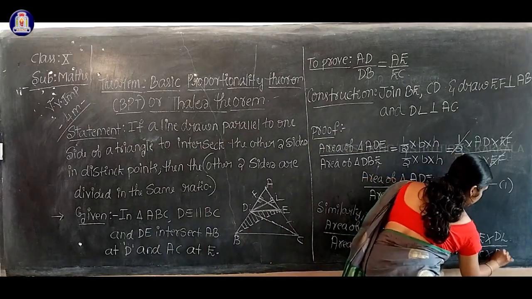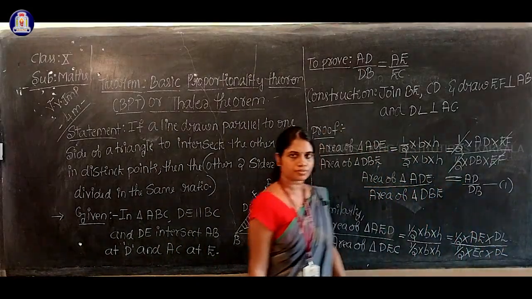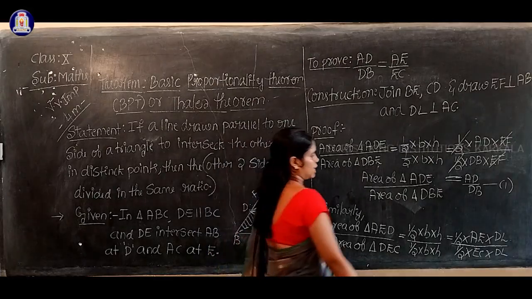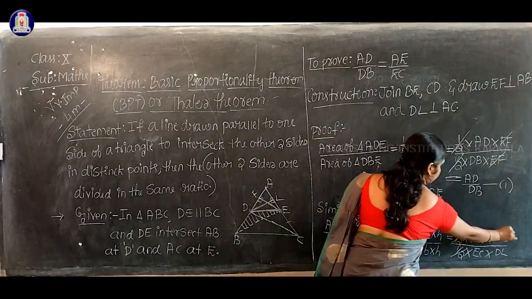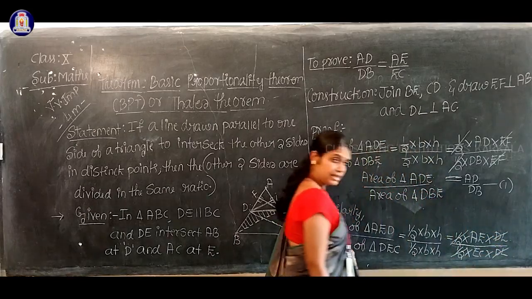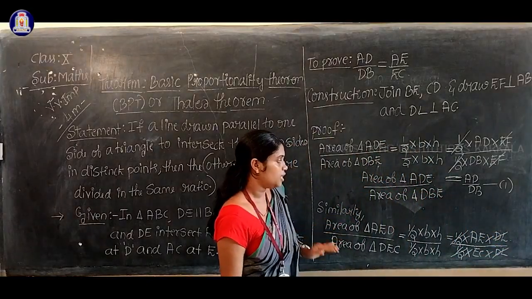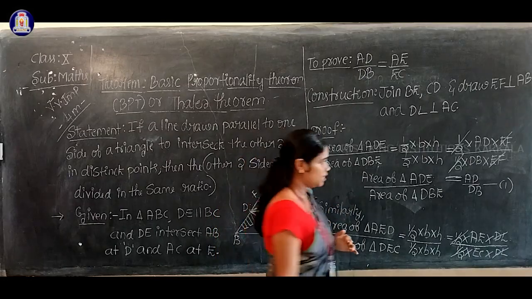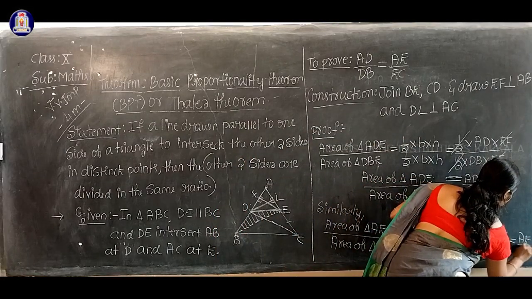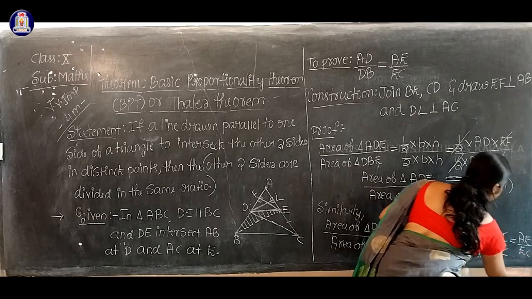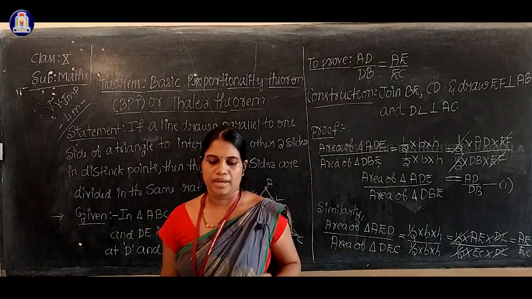Okay, DL is your height. Now we'll cancel the term. Half cancelled, DL cancelled. Now which one remained here? AE by EC remained, isn't it? So this is equal to AE by EC, isn't it? AE by EC remained. Okay, yes.